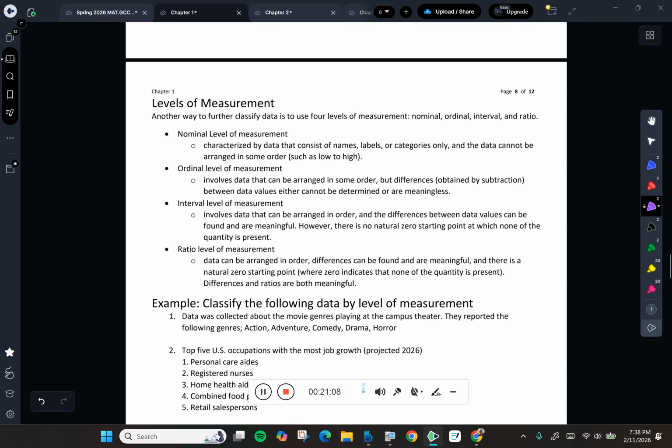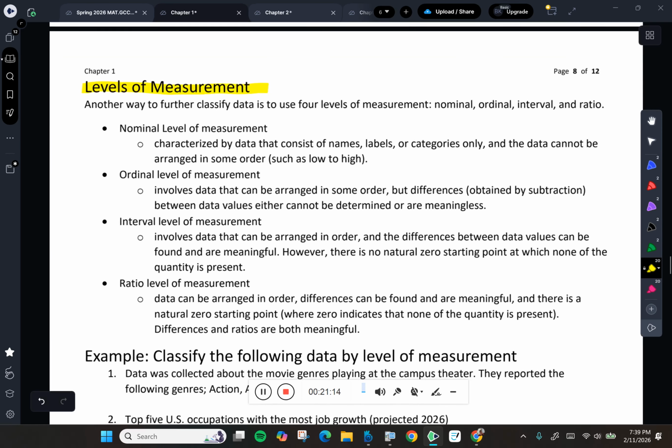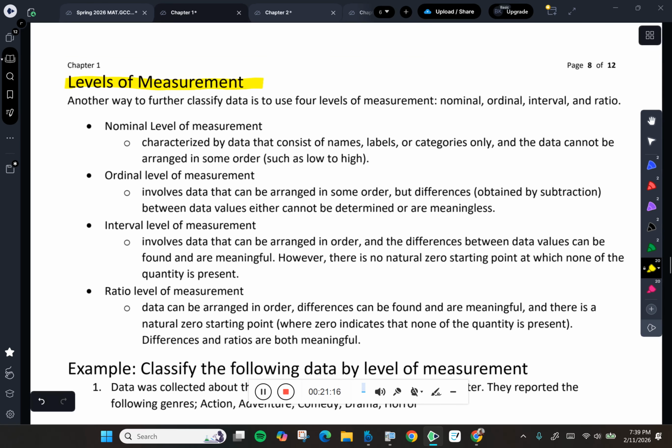All right, last thing we have to take a look at, just this page, and then we'll be done, is the idea of levels of measurement. This is a way to further classify data in a slightly different way. The levels of measurement give you an idea of what number crunching kind of math you can do with the data. There are 4 levels of measurement, from the lowest to highest: nominal, ordinal, interval, and ratio.